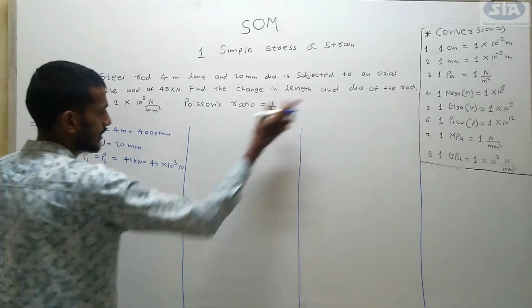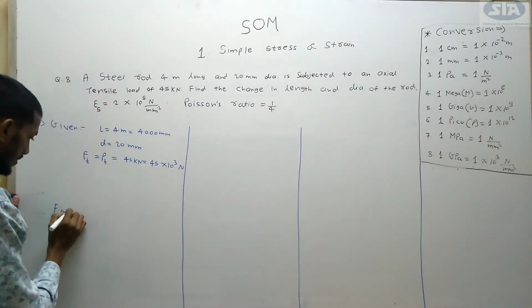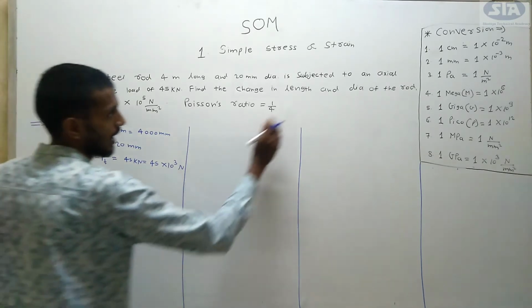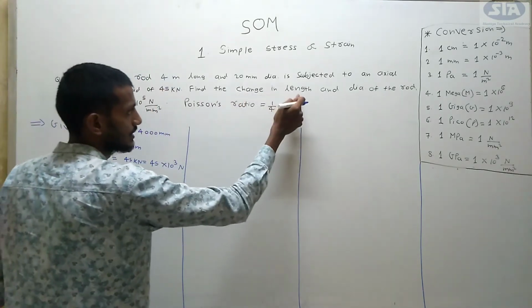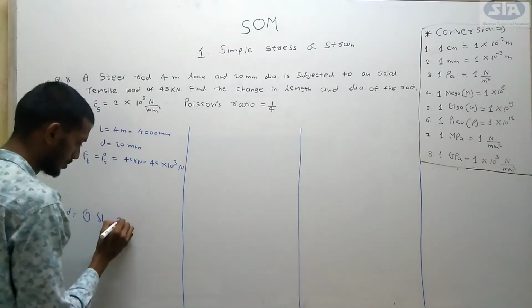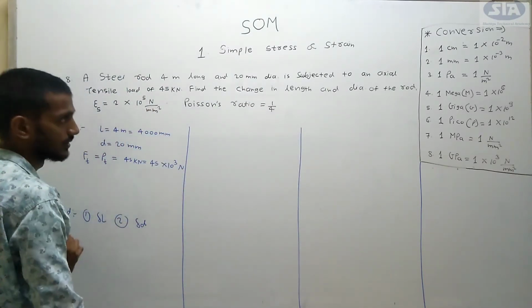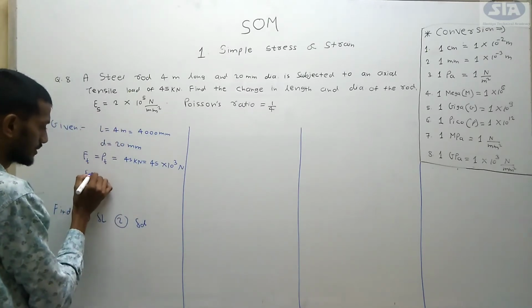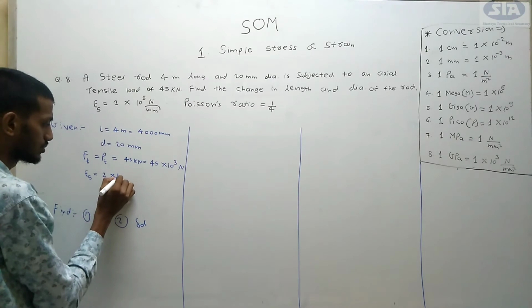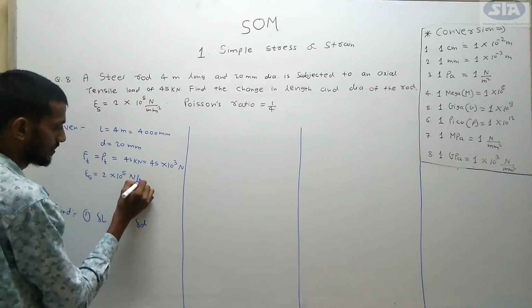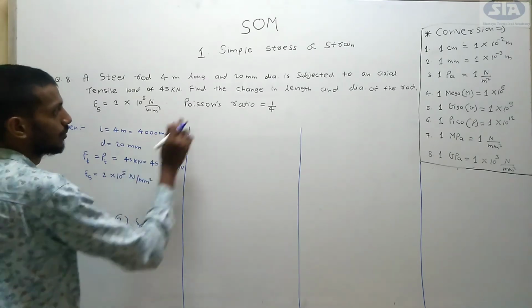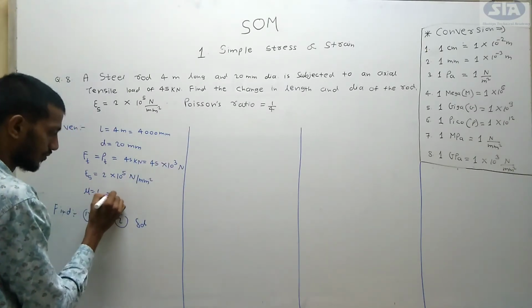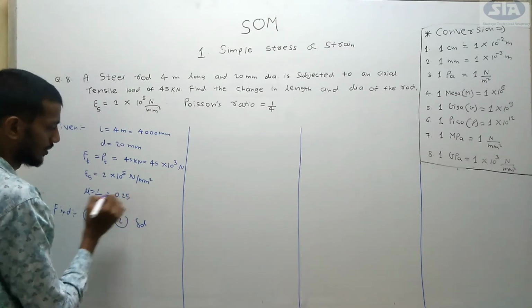We have to find the change in length, delta L, and the change in diameter. Next, E_s, the modulus of elasticity for steel, is given as 2 into 10 raised to 5 Newton per mm square. Poisson's ratio is given as mu equal to 1 divided by 4, which can be said as 0.25.